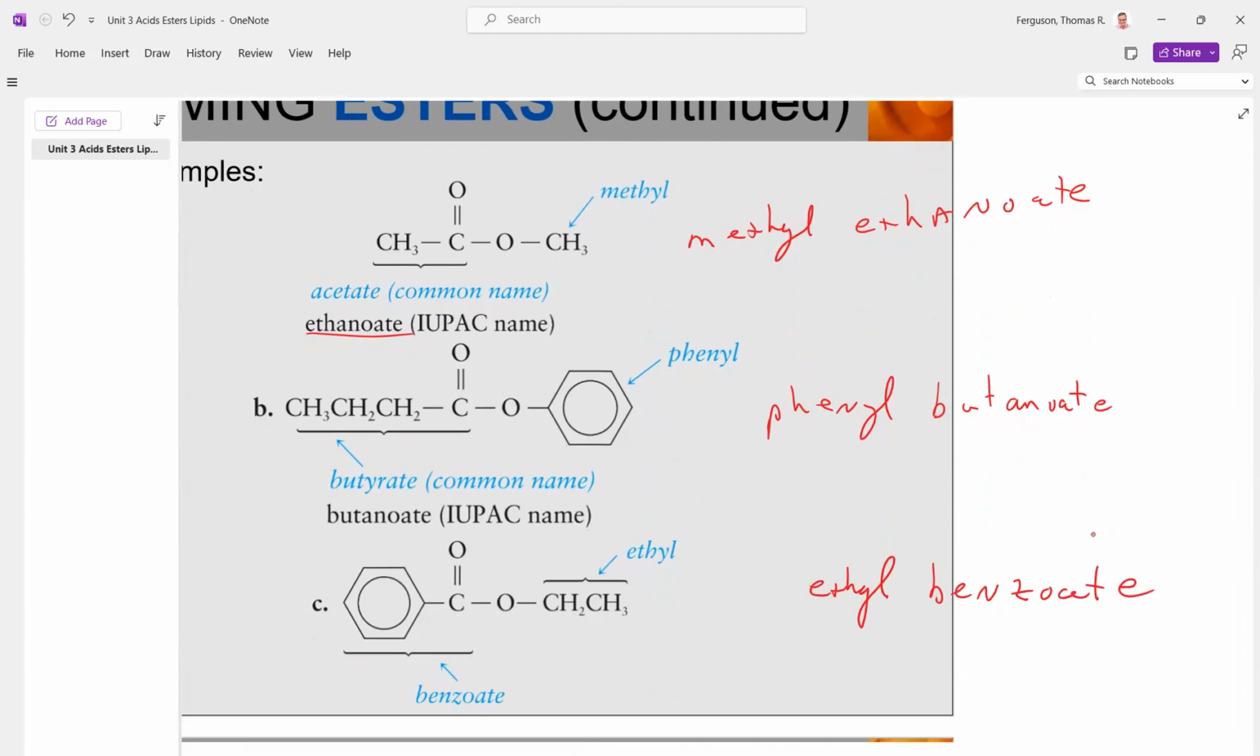Now notice we're using phenyl and benzene here. So when the alcohol is an aromatic, we're going to be using the phenyl. When the benzene is the acid, then we use the benzoic acid base. And that is a bone of contention a lot of students get confused about. When do you use phenyl?